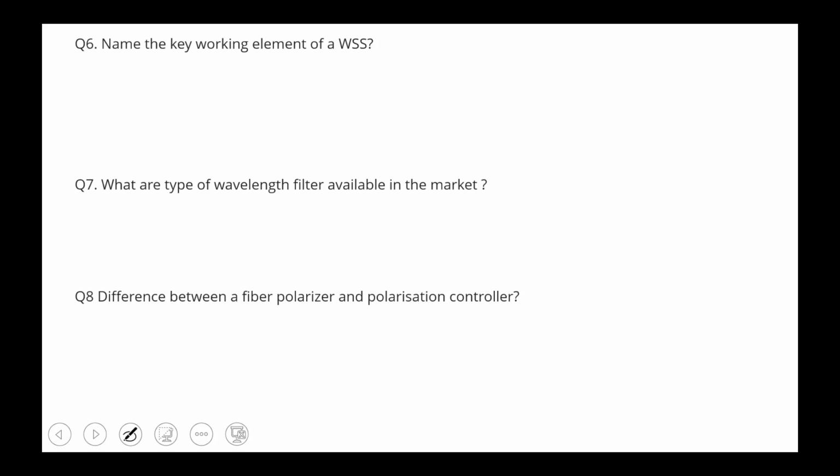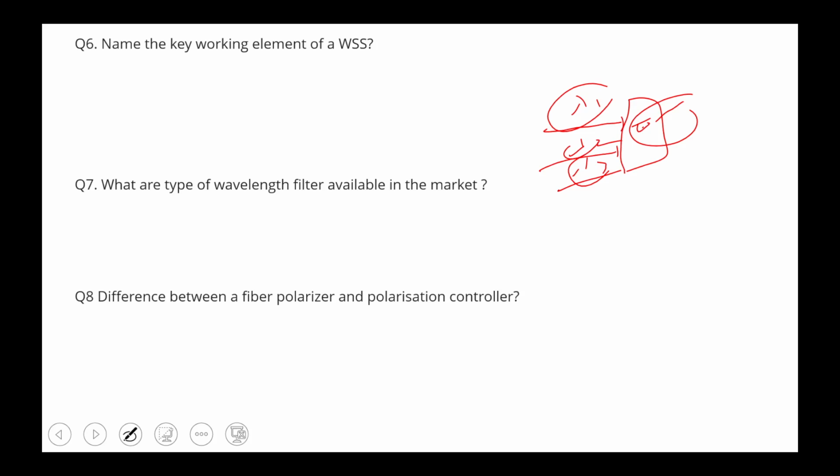Anyone? We have the electrical switch, and in the same way there are input wavelengths. We can select one wavelength through the wavelength selective switch, like lambda 1, lambda 2, lambda 3. So we use the wavelength selective switch when we want to select only lambda 1 or lambda 2 or lambda 3. So what is the key element of that?